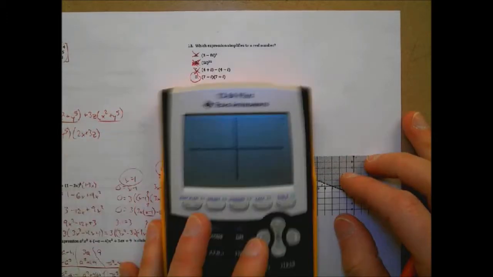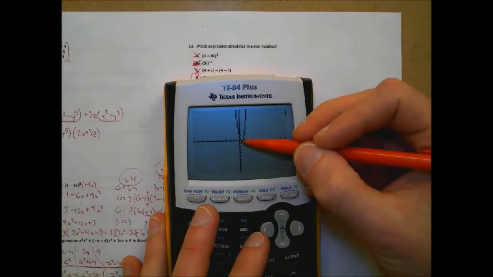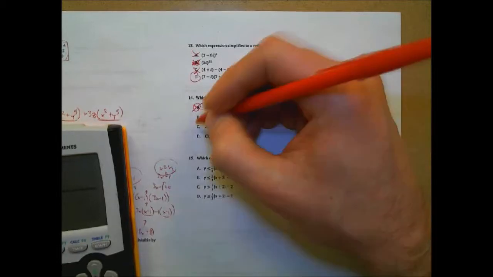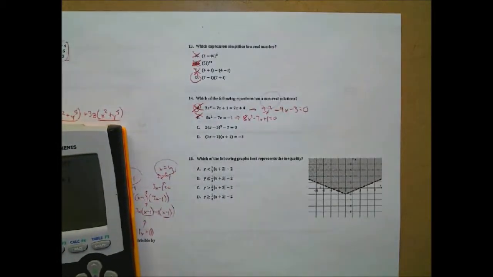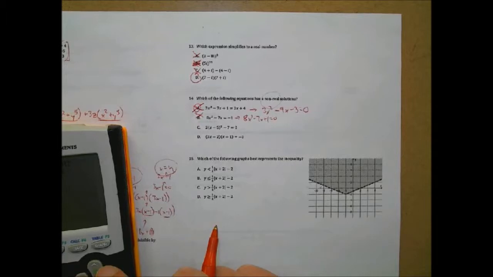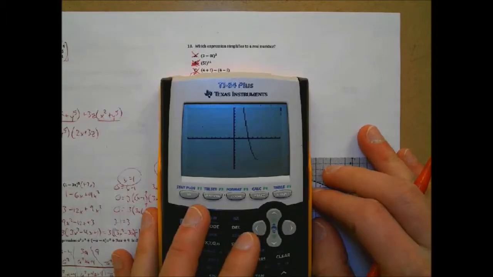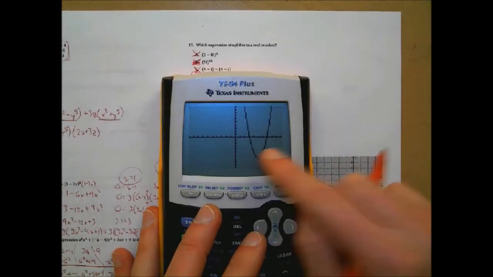Okay, graph that. You see we still intersect the x-axis there. All right, I can type this one straight in because it's already equal to 0. Okay, there's letter C. Again, I can see 2 zeros there, so nope. So it's got to be D.